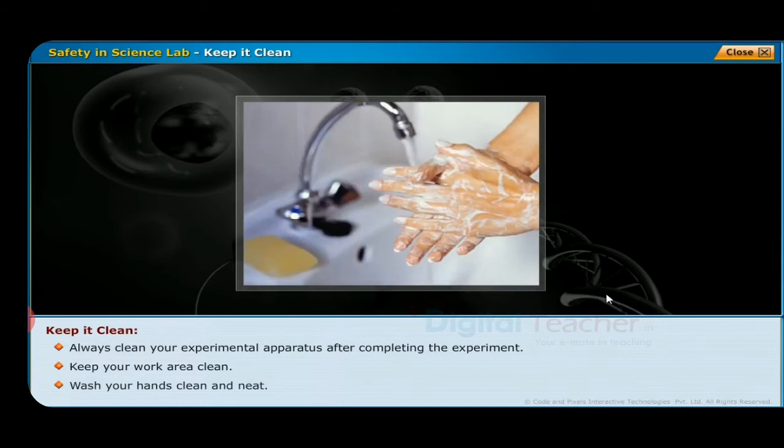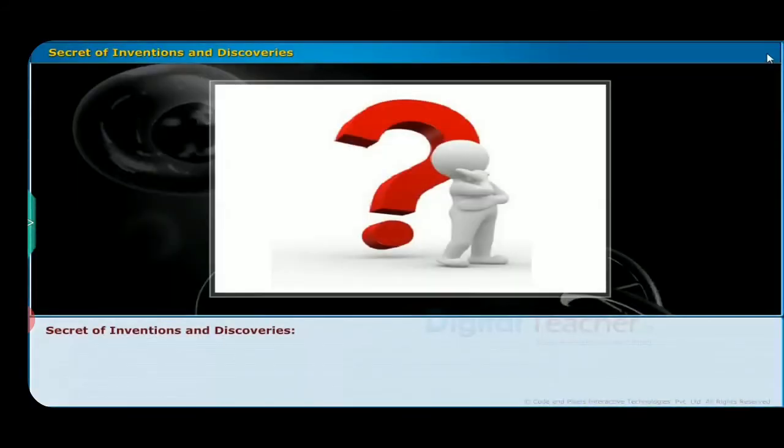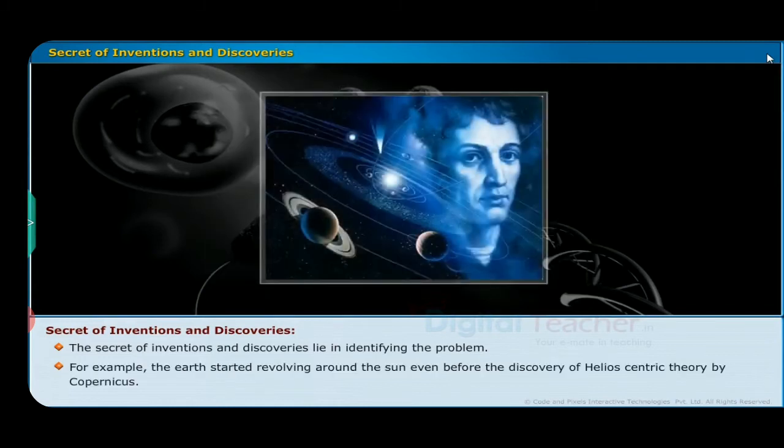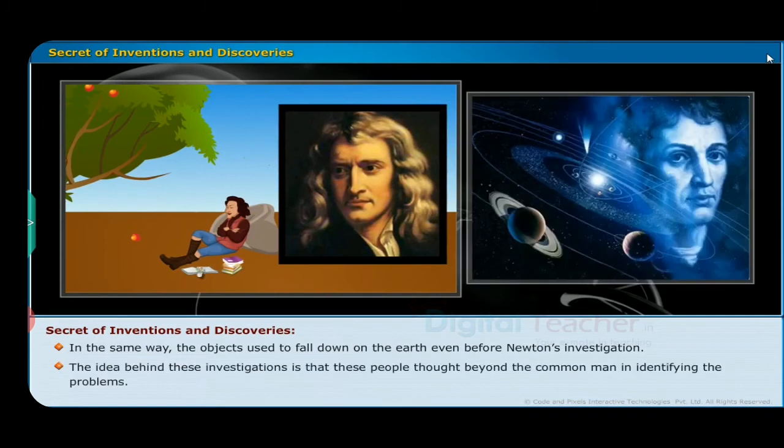Now, let us learn about the secret of inventions and discoveries. The secret of inventions and discoveries lies in identifying the problem. For example, the Earth revolved around the Sun even before the discovery of the heliocentric theory by Copernicus. In a similar way, objects used to fall down on the Earth even before Newton's investigation. The idea behind these investigations is that these people thought beyond the common man in identifying the problems.